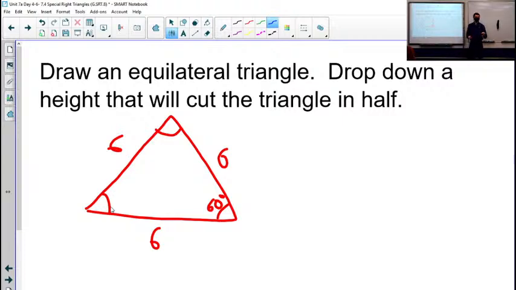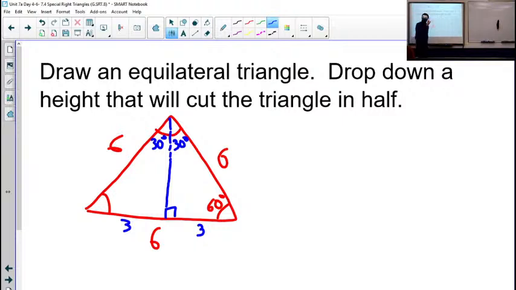So what I'm going to do to create my 30, 60, 90 triangle is I'm going to drop down a height that will cut the triangle in half. So what I'm doing here is I'm making a perpendicular bisector. Perpendicular, it's going to make a right angle. There's your right triangle. Bisector, it's going to cut it in half. That's what bisecting does. It's a word you should know. Up here, it cuts the angle in half. It makes this 30 and this 30. Down here, it cuts the side in half and makes this 3 and this 3.